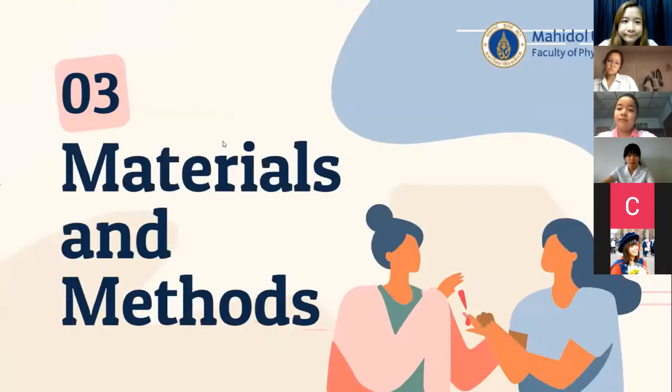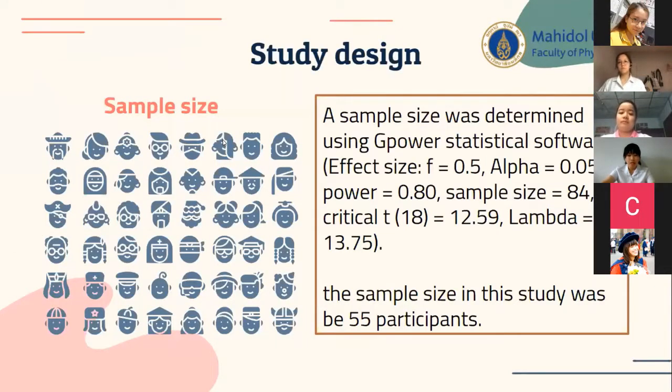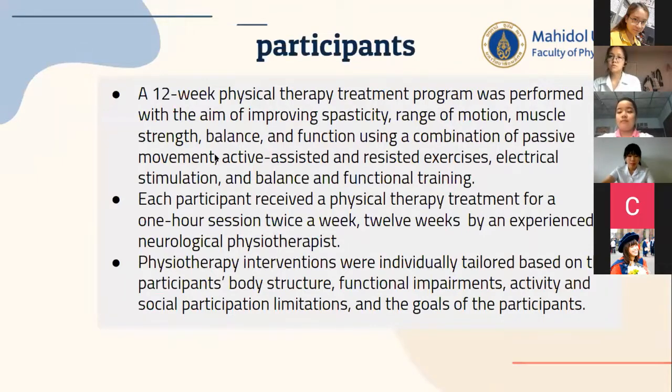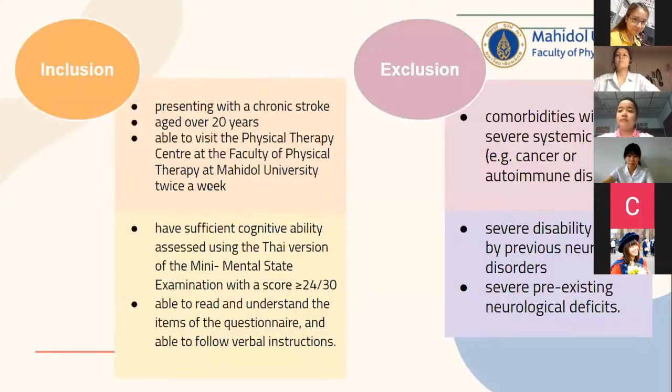Materials and methods. Study design. After G*Power calculation, 55 participants were included in this study. Each participant received a physical therapy treatment of a 1-hour session twice a week by an experienced neurological physiotherapist for 12 weeks. The inclusion criteria were presenting with a chronic stroke, age over 20 years, and other information listed. Exclusion criteria were poor mobility with severe systemic illness and other information listed.